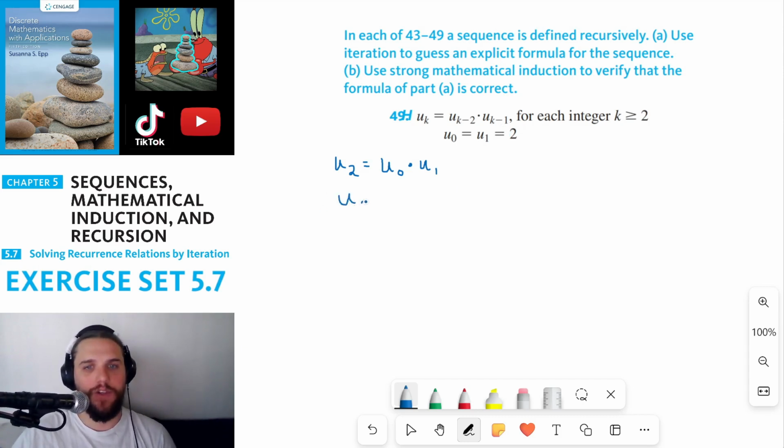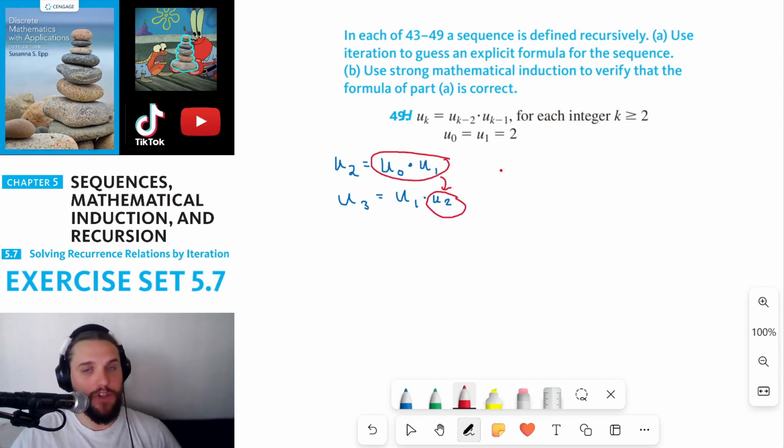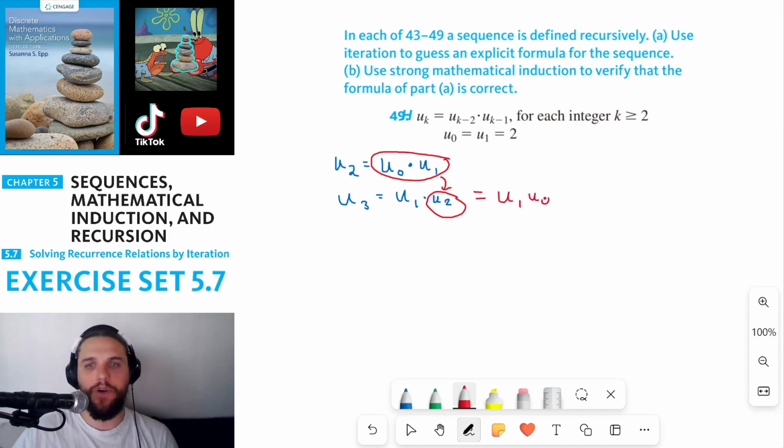Next, we're going to solve for u sub 3 in terms of our initial values here, u sub 0 and u sub 1. According to the recurrence relation, this is u sub 1 times u sub 2. Now, u sub 1 is one of the initial values, so I'll leave that alone. But u sub 2 can be replaced with an expression in terms of u sub 0 and u sub 1. So this is u sub 1 times u sub 0 times u sub 1, which can be rewritten as u sub 0 times u sub 1 squared.